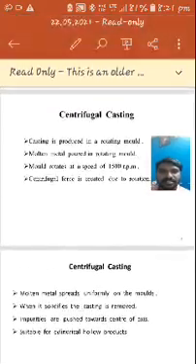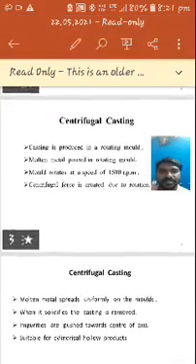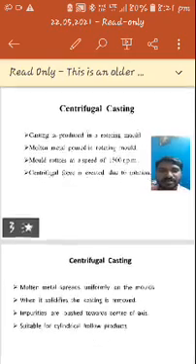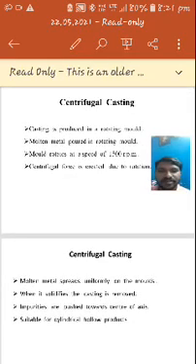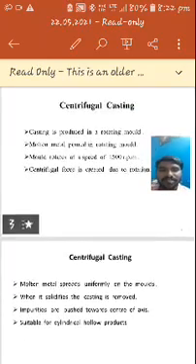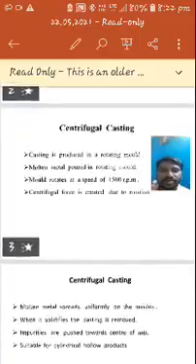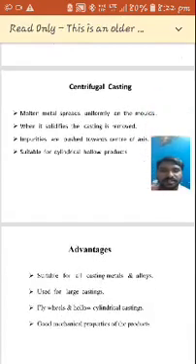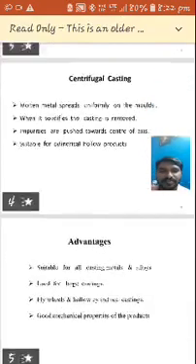The centrifugal force is created, so the molten metal spreads around the rotating mold. If the molten metal contains any impurities, they will be pushed towards the center point, and from there we can remove them. Generally this is used for cylindrical hollow products. This is about centrifugal casting. Now we will see the advantages of centrifugal casting.